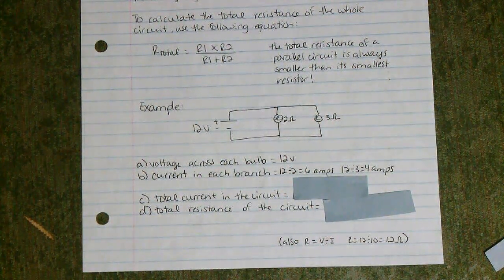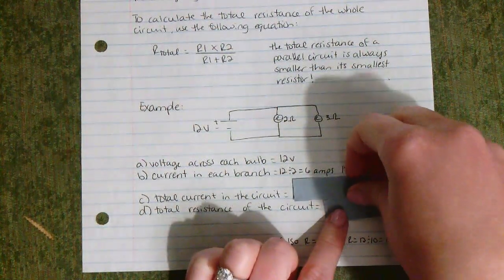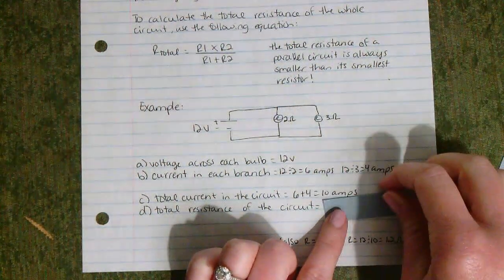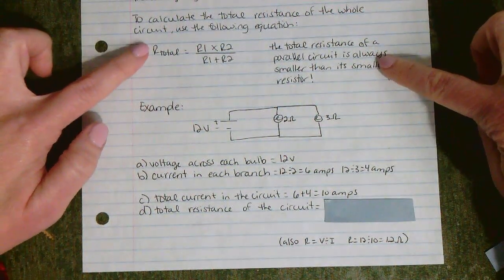Now the total current in the circuit. Well, if I've got 6 amps in this branch and 4 amps in that branch, 6 plus 4 is 10. I would have 10 amps total of current in this circuit. And now my total resistance, and that is this one right here.